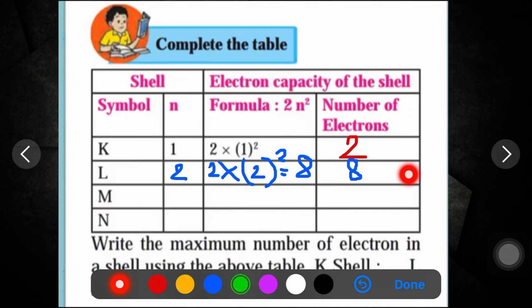Now M. This is the third shell. So n is 3. So 2 into 3 squared. 3 3s are 9. 2 9s are 18. So the number of electrons in the M shell will be 18. So now student, you can do this table in your notebook.